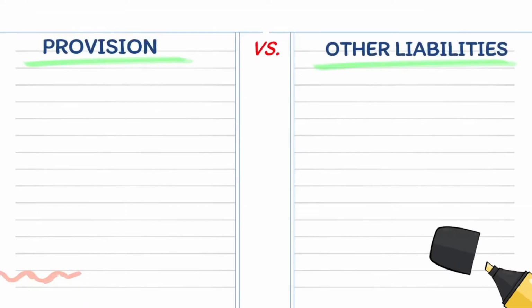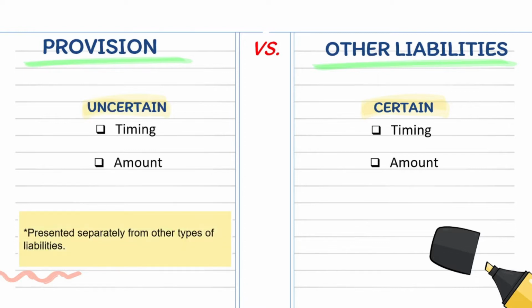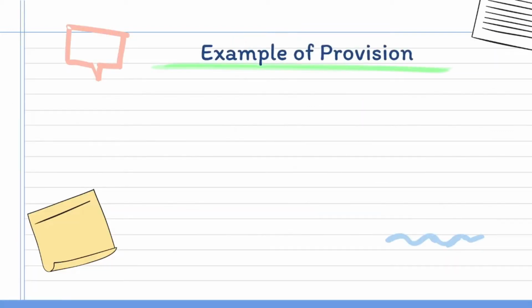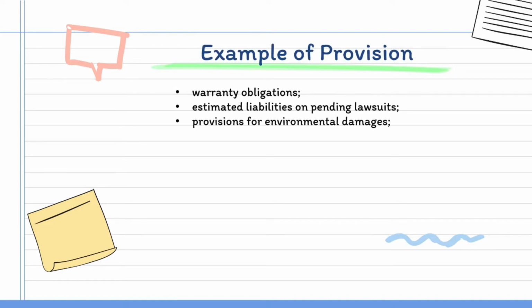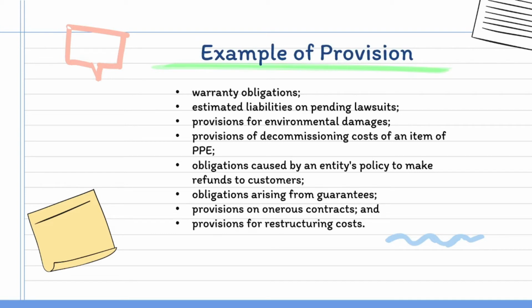Ano ang pinagkaiba ng provision sa other liabilities? Compared to other liabilities like accounts payables, notes payable, yung mga liabilities na yan may certain factors. Like alam mo kung kailan mo dapat isettle, alam mo yung maturity and yung amount ng liability mo na yon. Provision, sabi nga natin kanina, uncertain yung timing or amount. Ang provision, pinapresent siya sa financial position separately from other types of liabilities. Examples of provisions include warranty obligations, estimated liabilities on pending lawsuits, provisions for environmental damages, and the like.